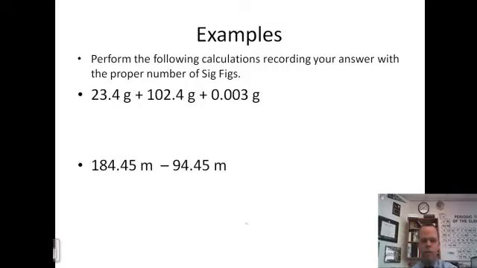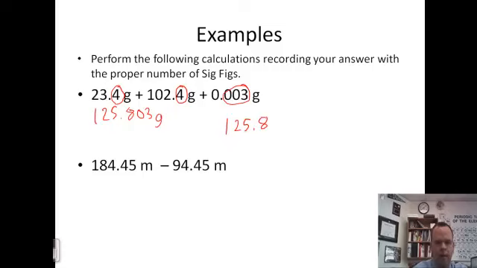Okay, in the first case, 23.4 plus 102.4 plus 0.003. We get 125.803 out of our calculator. Now we need to round based on the least number of numbers to the right of the decimal place. Here, 1, 1, and 3. So we're going to round to 1 decimal place, 125.8, round based on the 0. So we end up at 125.8. We're not looking at the least number of significant figures like we were for multiplication and division. We're looking at the least number of decimal places, numbers to the right of the decimal place.